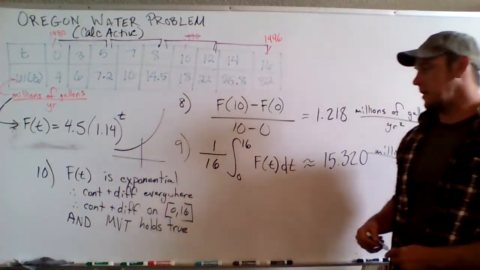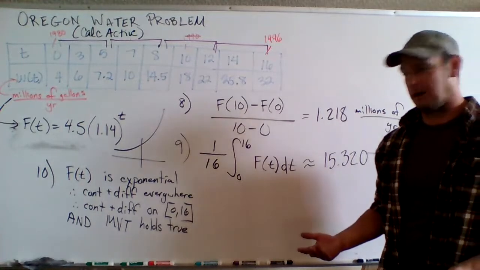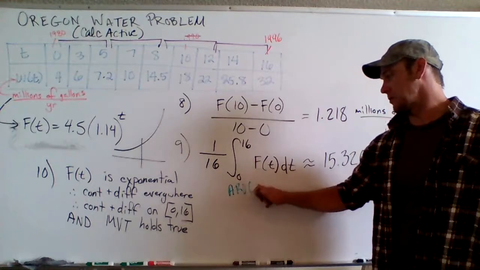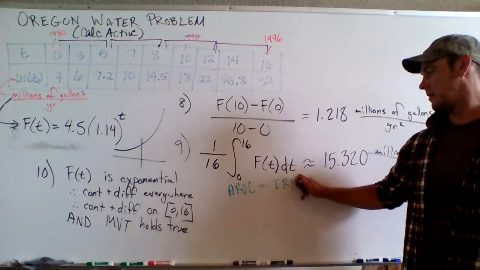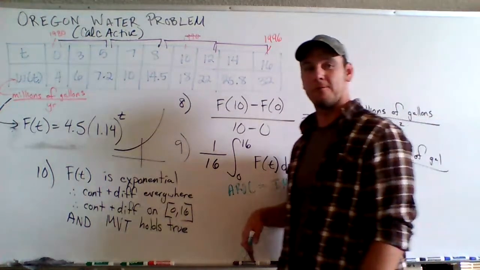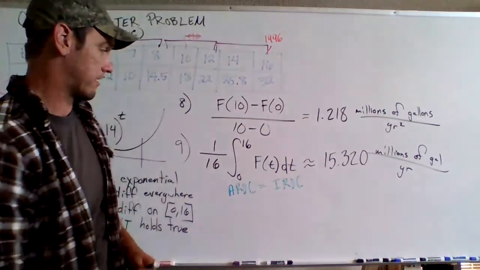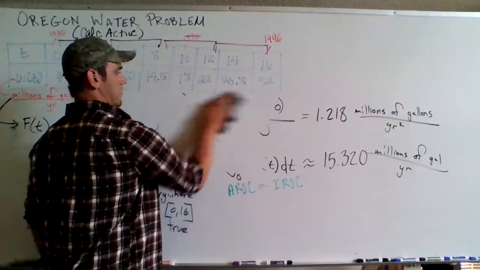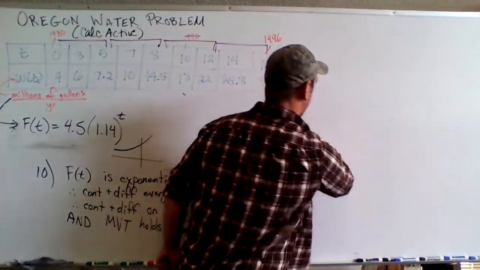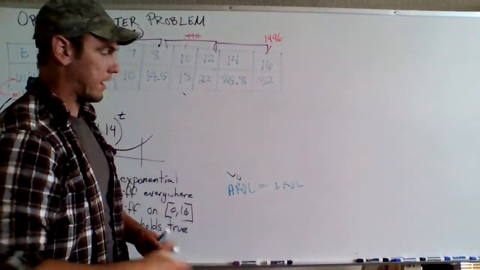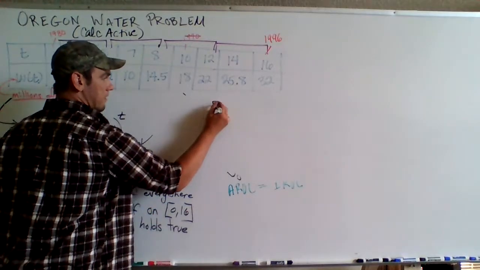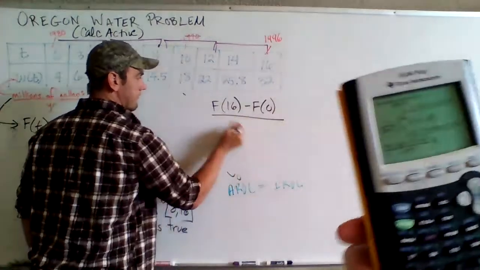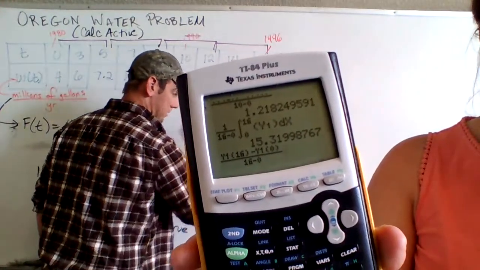Okay, so now we're asking, at what time does MVT hold true? So what we really need to do is show that A rock equals I rock. Maybe you want to write that. A rock equals I rock. So A rock, if we're really talking on the interval 0 to 16, I'm just going to erase these real quick. So A rock is really going to be F of 16 minus F of 0 divided by 16 minus 0.